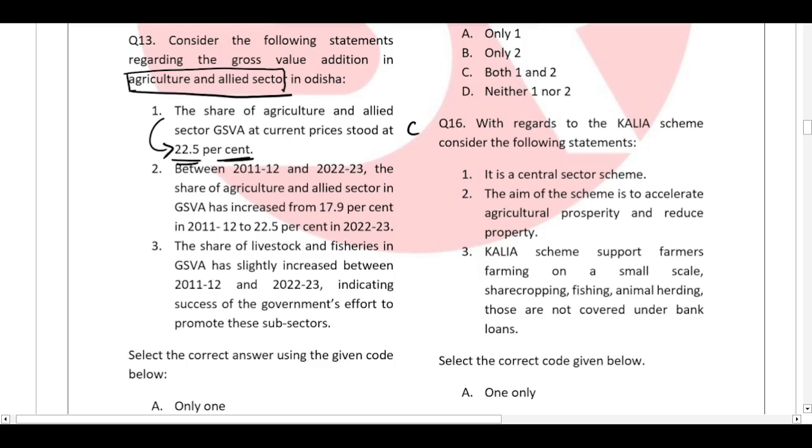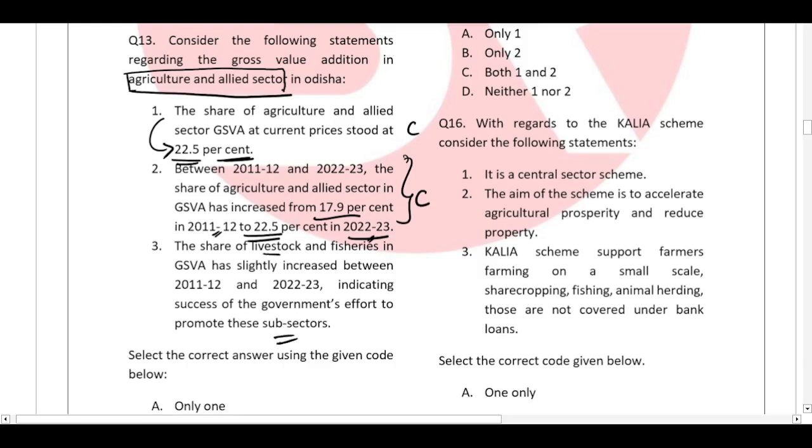Between 2011 and 22-23, the share of agriculture and allied sectors has increased from 17.9% to 22.5%. This is also a correct fact which was picked up from the economic survey. The share of allied agriculture and allied sector has in fact increased from 2011 to 22-23 in the past one decade. The share of livestock and fisheries in the value addition has slightly increased between 11-12 and 22-23, indicating the success of the government's efforts to promote these subsectors.